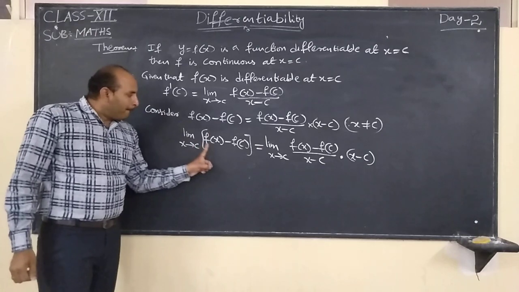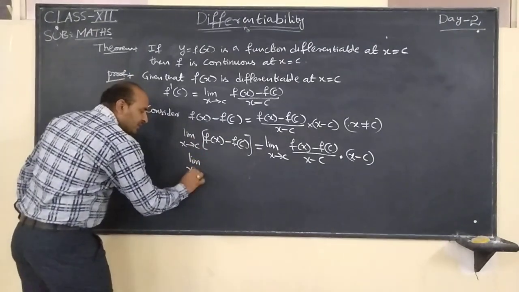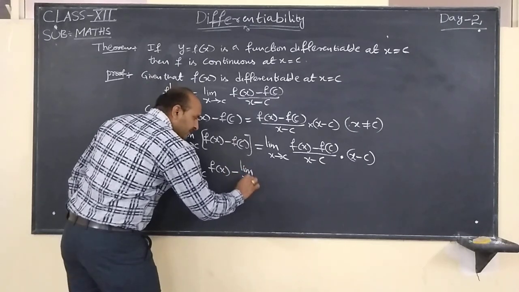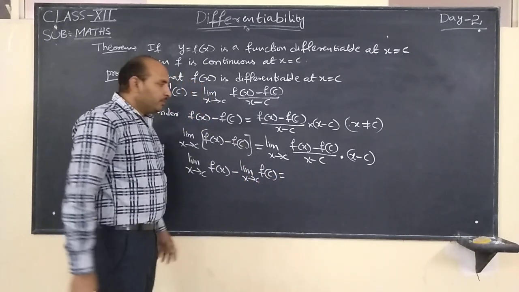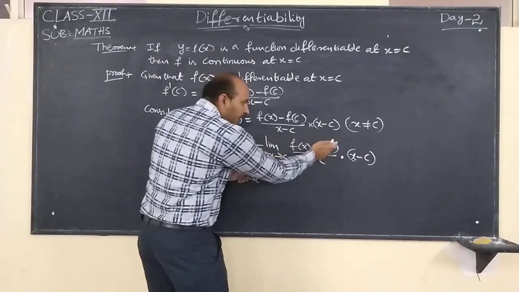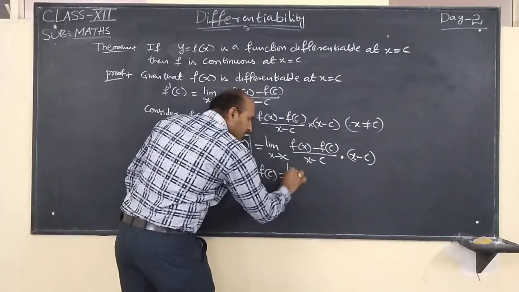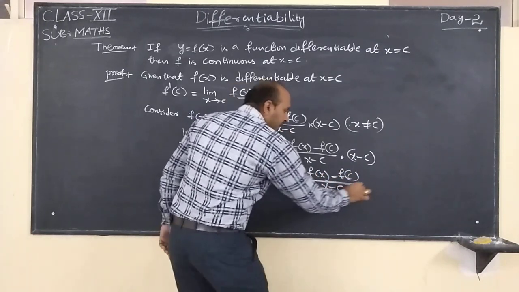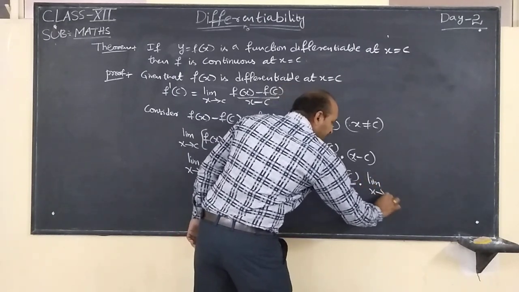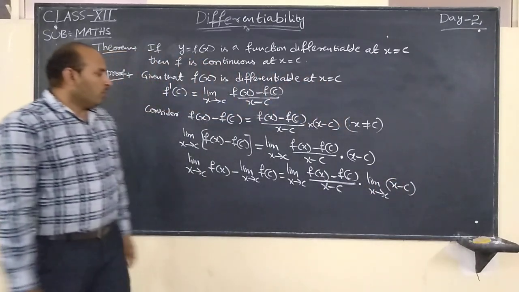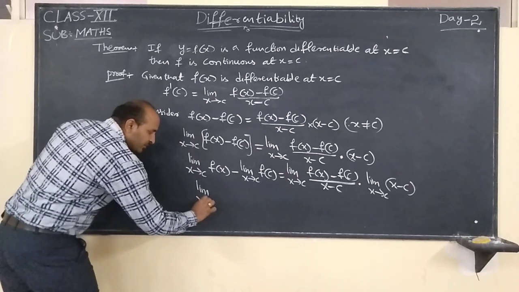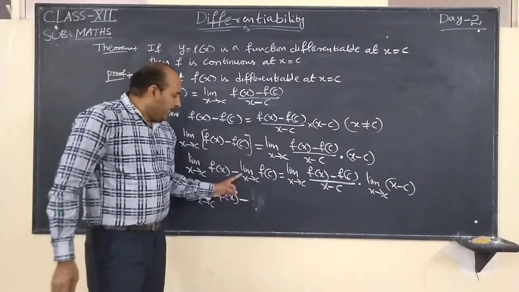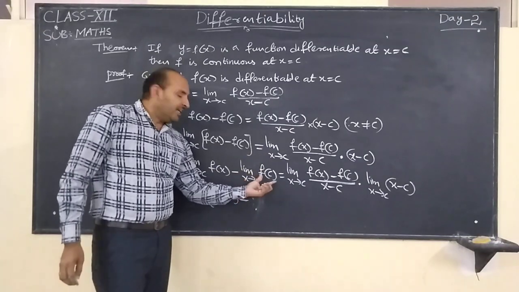Now apply the limit to both sides. Limit x tends to C of f of x minus, and again apply the limit here, limit x tends to C of f of C, is equal to, applying the limit to this function and also this function, limit x tends to C of f of x minus f of C upon x minus C into limit x tends to C of x minus C. So now limit x tends to C of f of x minus limit x tends to C of f of C becomes, it is a constant function.